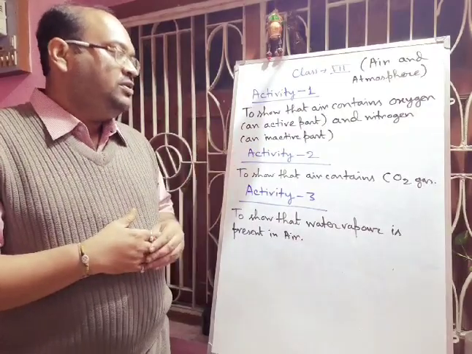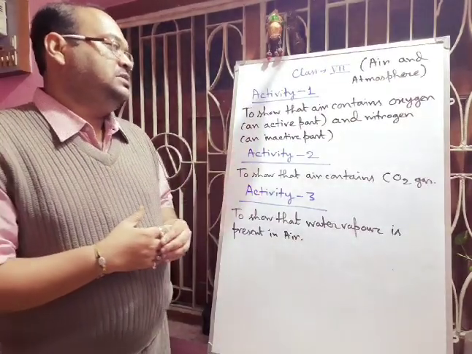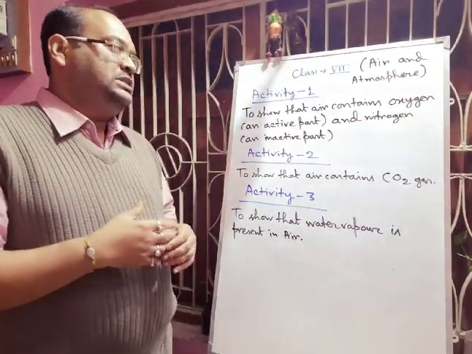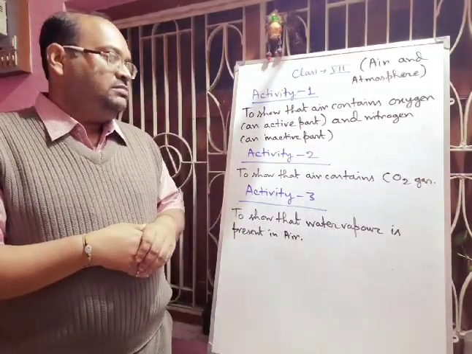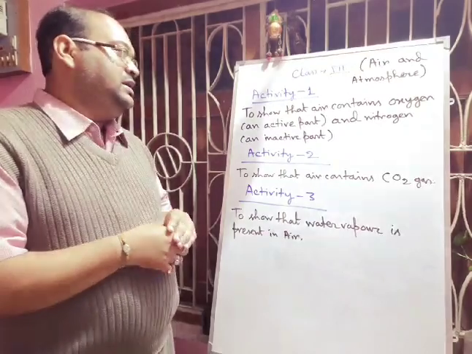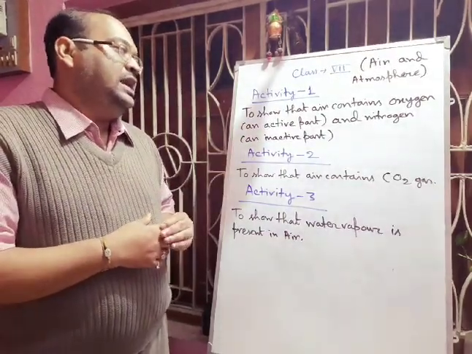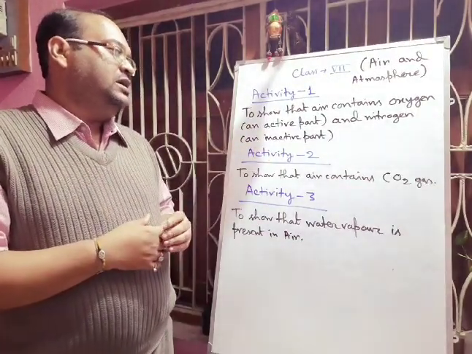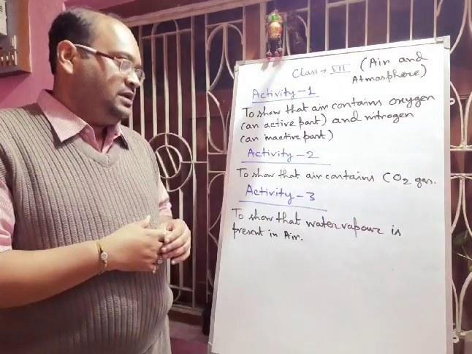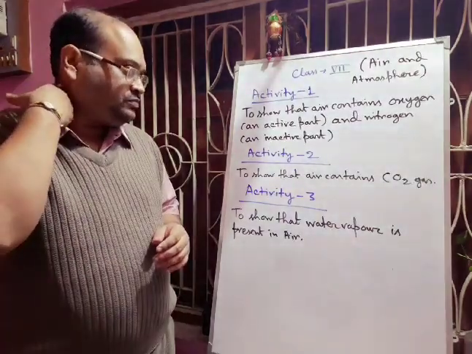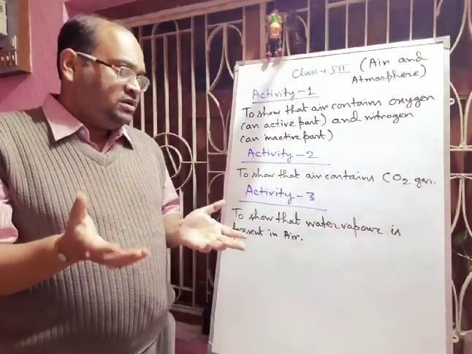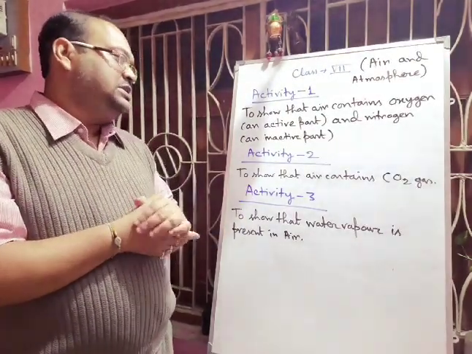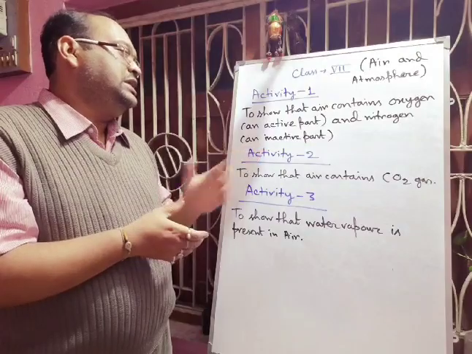Already in theory classes, previous video classes, we have discussed that oxygen reacts with mercury at high temperature, and that is why it also helps in burning. That is why it is called the active part. And nitrogen is not reacting. It is an inert gas like helium, neon, so it also does not help in the burning process. So it is an inactive part.